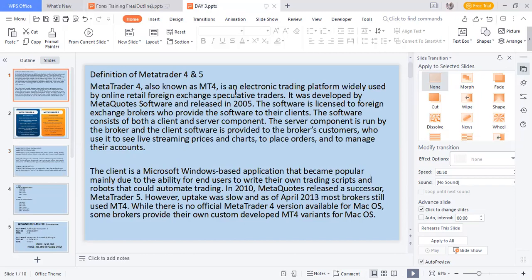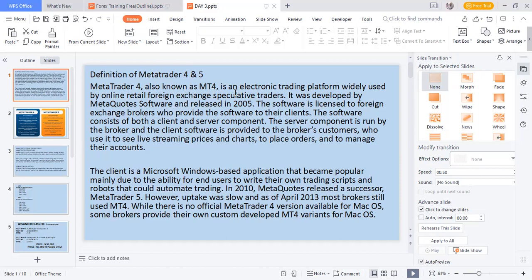What is MetaTrader 4? MetaTrader 4 is an electronic trading platform widely used by online retail foreign exchange speculative traders. It was developed by MetaQuotes Software and released in 2005. The software is licensed to brokers who provide it to their clients. It consists of both a client and a server component. The server component is run by the broker, and the client software is provided to the broker's customers, who use it to see live streaming prices and charts.